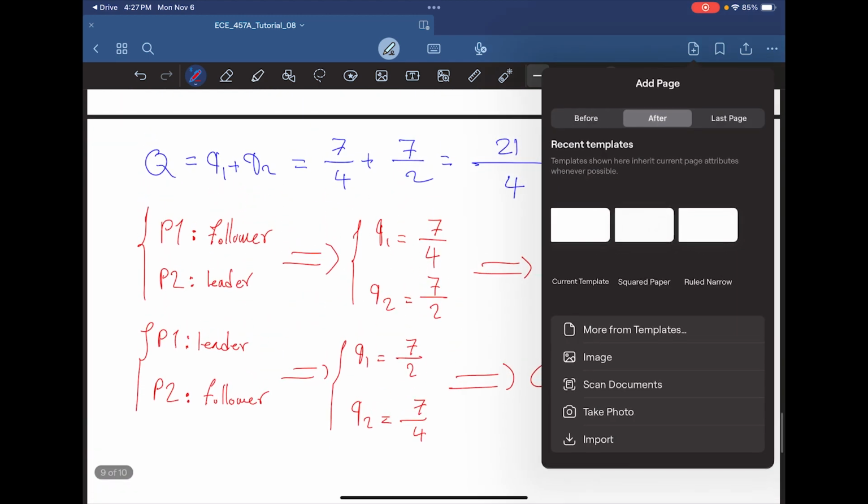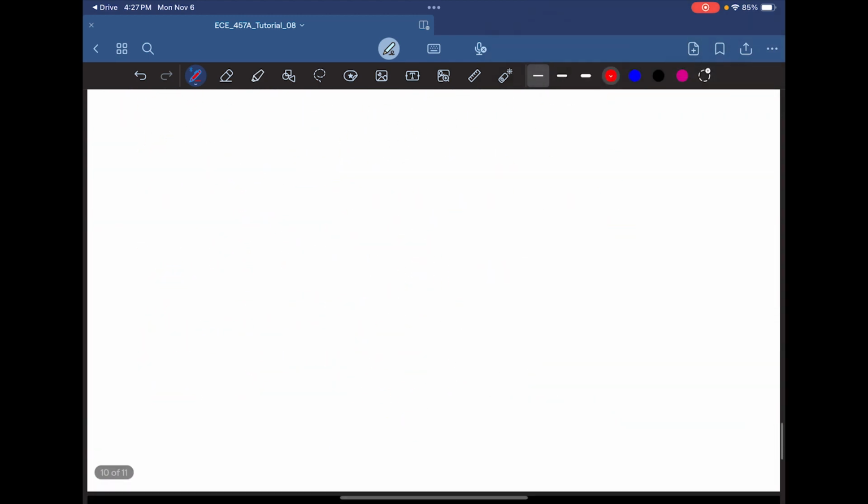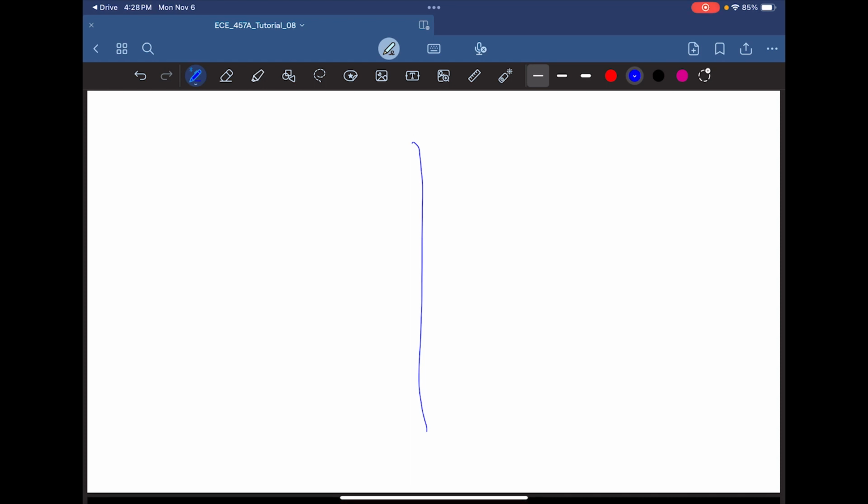Now let's compare them. I've written down a comparison between these two methods here, and let's go through it. Let's divide the page into two parts. First one is Cournot, and the second one is Stackelberg.